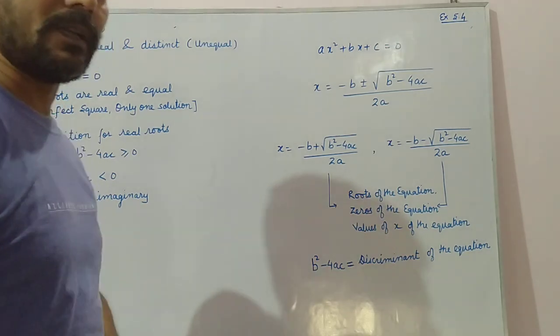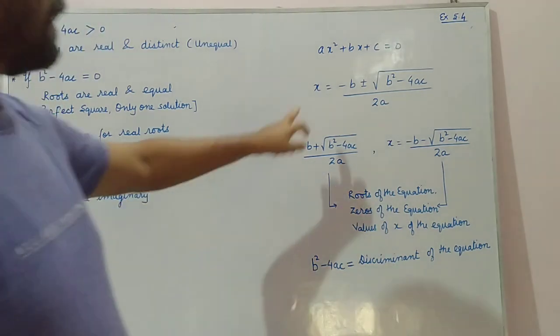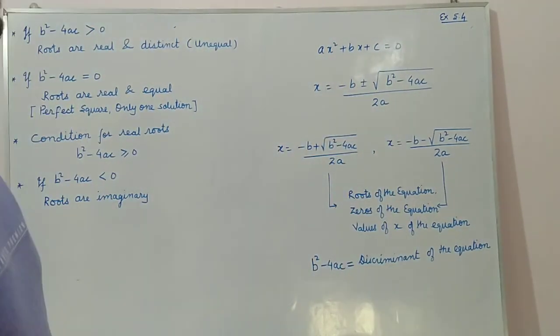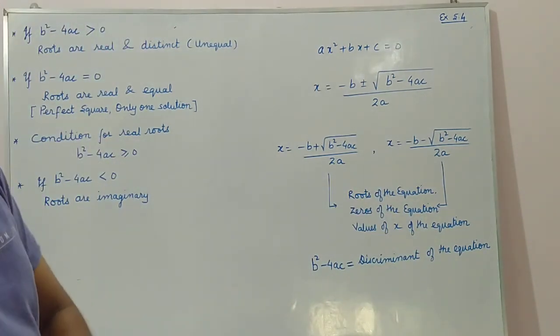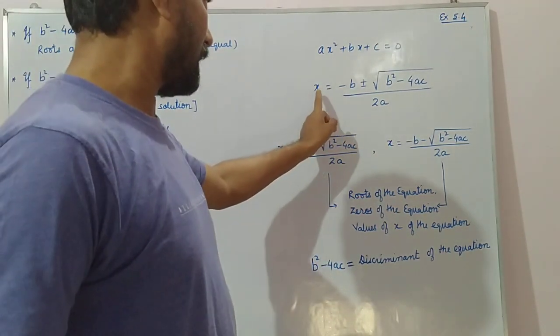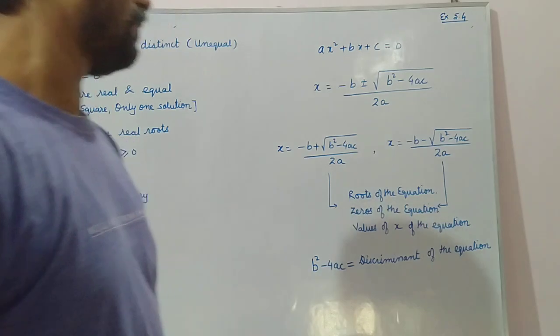So today we will start with exercise 5.4. Now see here. Here the general quadratic equation is of the form ax square plus bx plus c equal to 0. So x equal to what? The solution of the quadratic equation by using formula we have done in the previous class, previous exercise, that is x equal to minus b plus or minus root over b square minus 4ac by 2a.